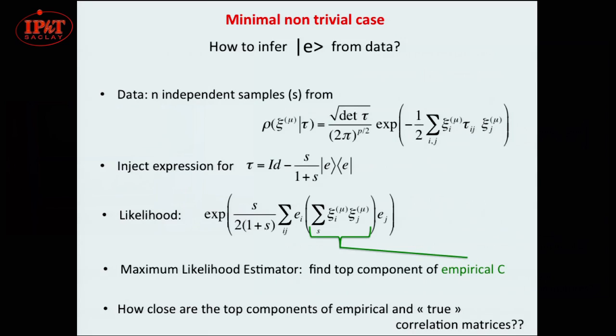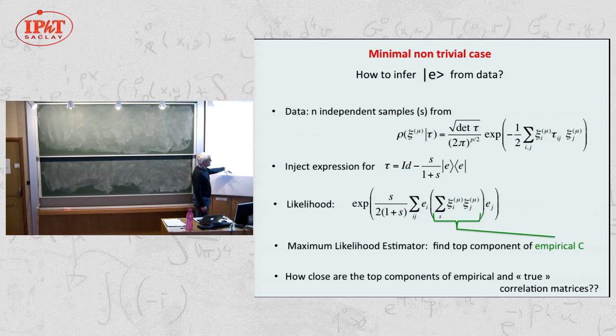If we do Bayesian inference, these are the formulas I showed last week. Essentially, what we have to do is to build from the data the empirical covariance matrix, which is just the sum over all samples, sum over mu of xi i mu xi j mu. Sorry, there is a mistake. And then we need to diagonalize this and find the top component. The question is whether the top component of this empirical covariance matrix is actually aligned along the true direction, E, which was used to generate the data.